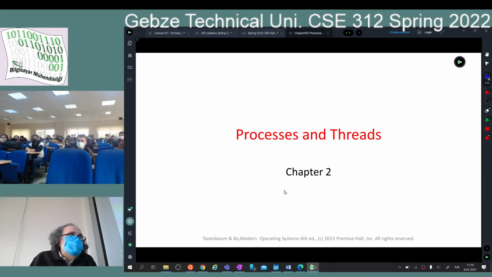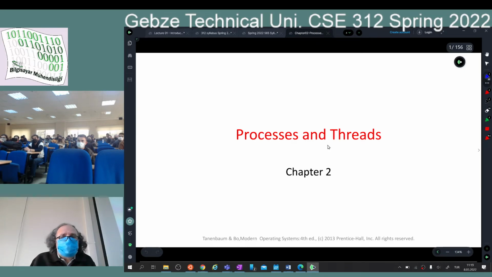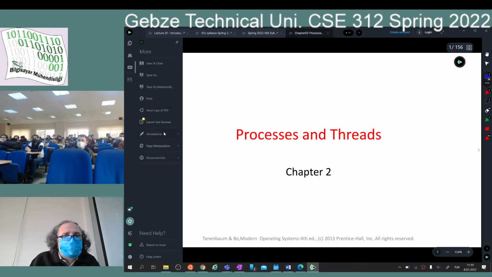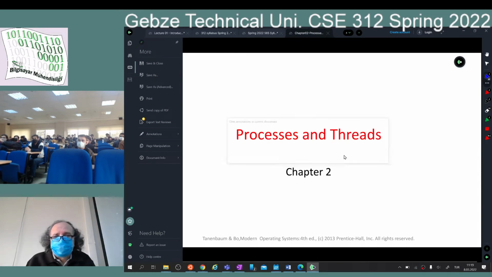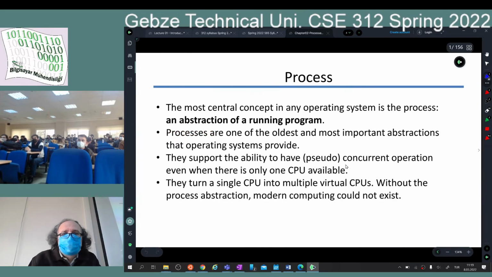To do that, we need two main concepts. One of them is processes. Related to processes, we have threads. So we will keep talking about processes and threads in this chapter. Okay. My annotations, let me clear them. Okay. So we made this definition before. A process is simply an abstraction of a running program.